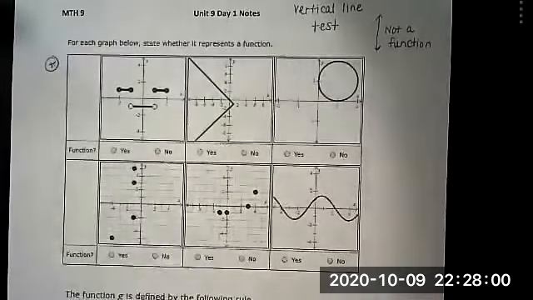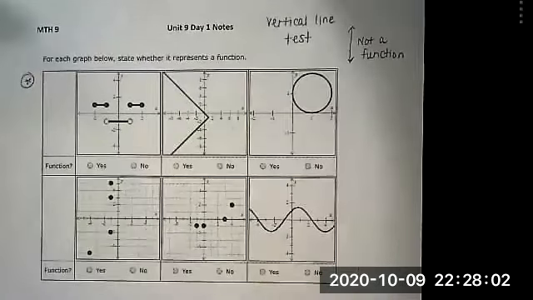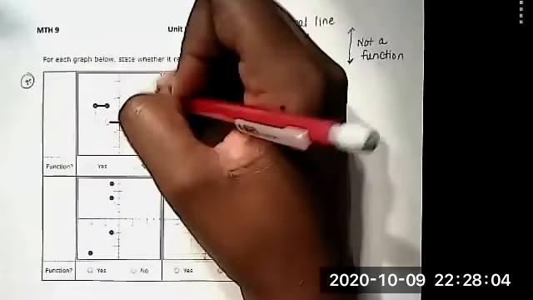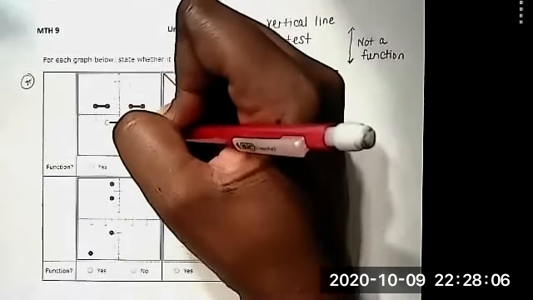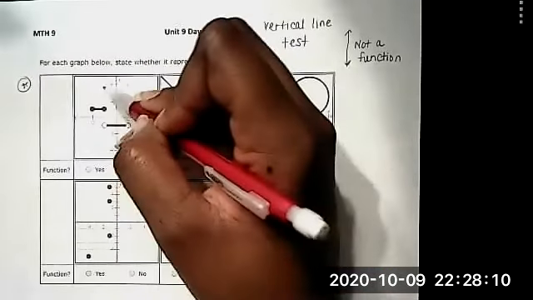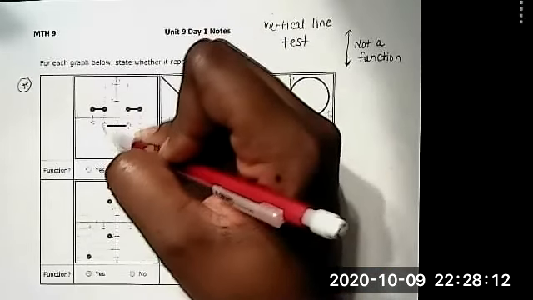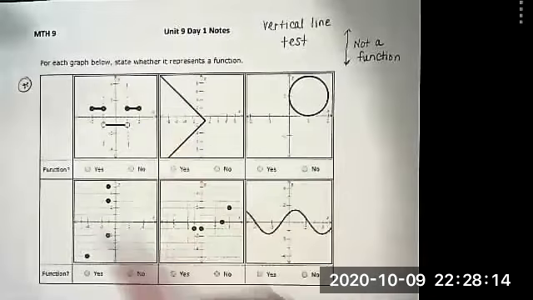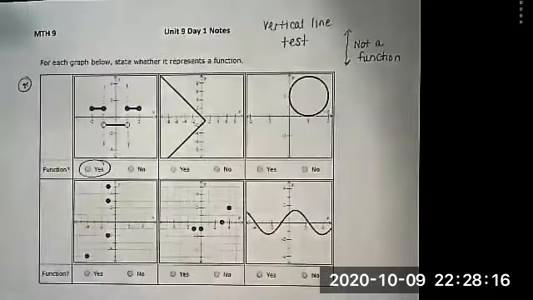If you touch 2 places on a graph, it is not a function. So here, if I drew a vertical line, it will just touch this place here. Same thing there. If I drew a vertical line, it'll only touch this one place. So this one is a function, yes.